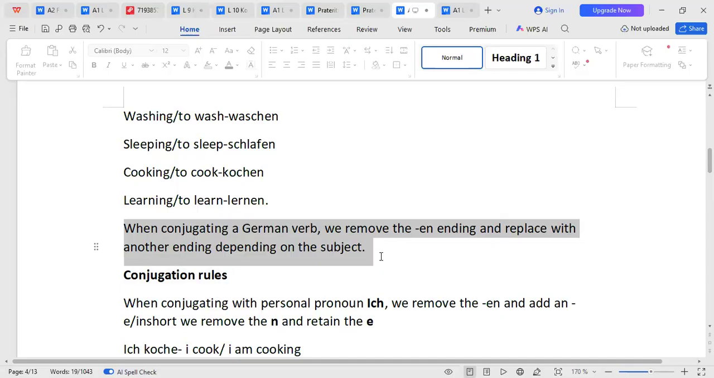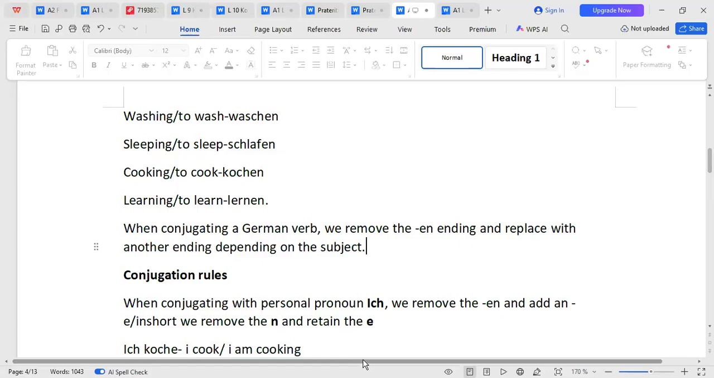The ich, which is I, the du, which is you. Let me see from the comment section if you know what is ich. We have the ich, we have the du, we have the er, which is he, we have the sie, which is she, we have the es, which is it, we have the man, nouns, names of people, we have the ihr, which is you all, and we have the wir, which is we, we have the Sie, which is you formal, and we have the sie with a small s, which is they.